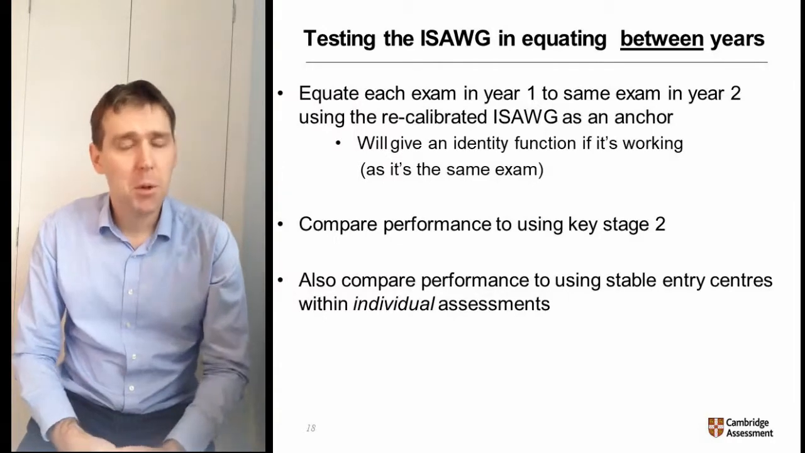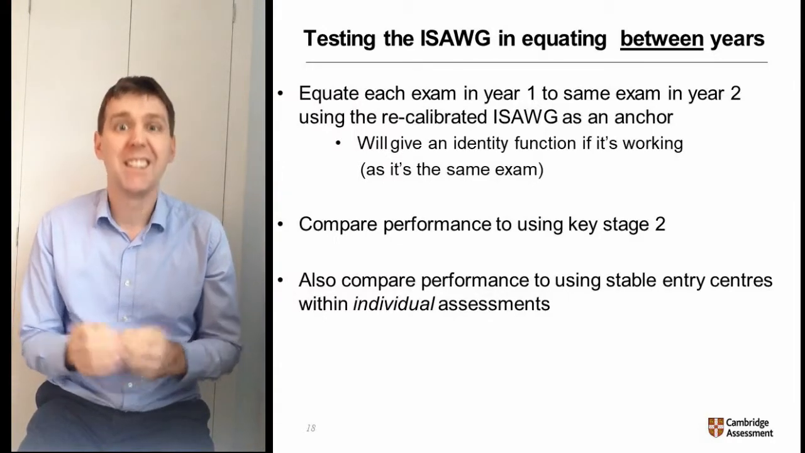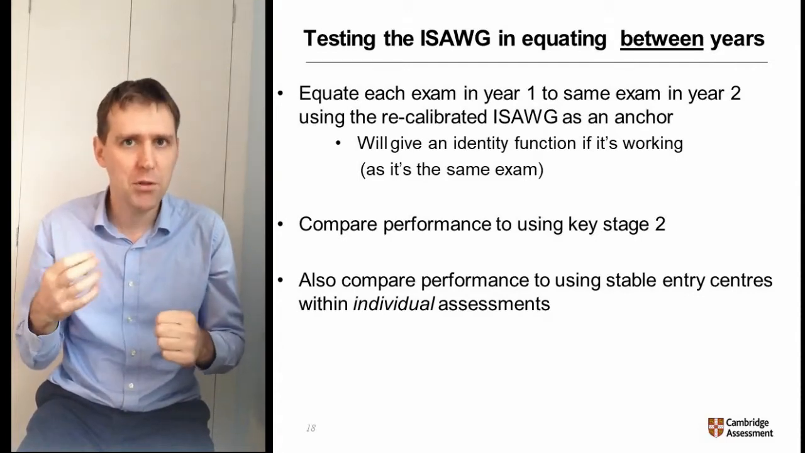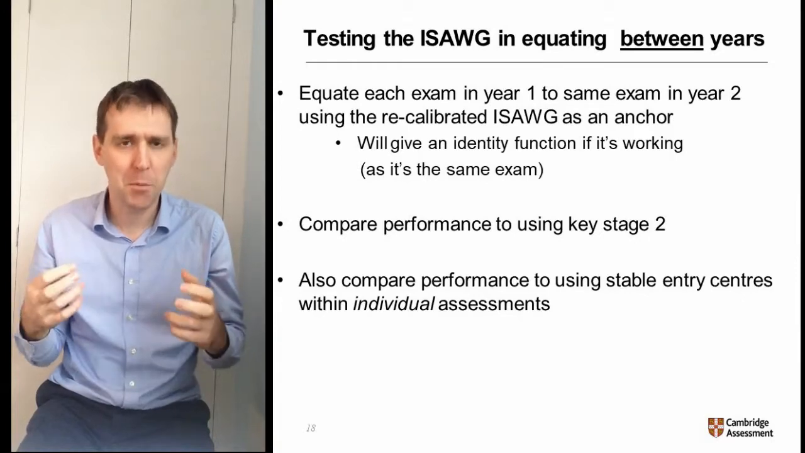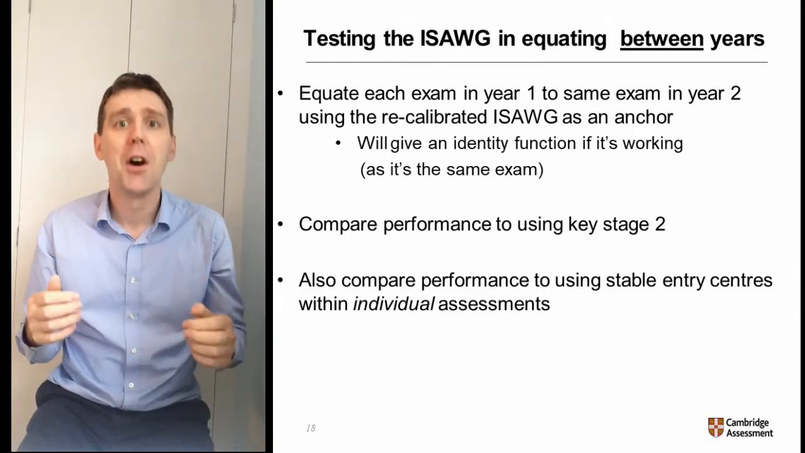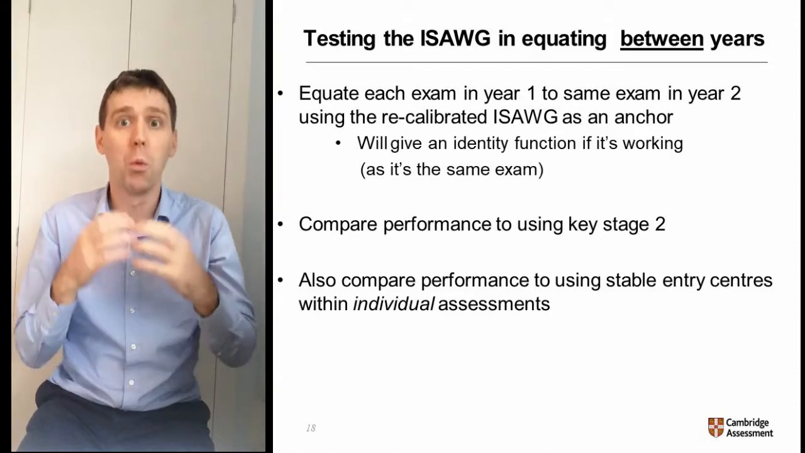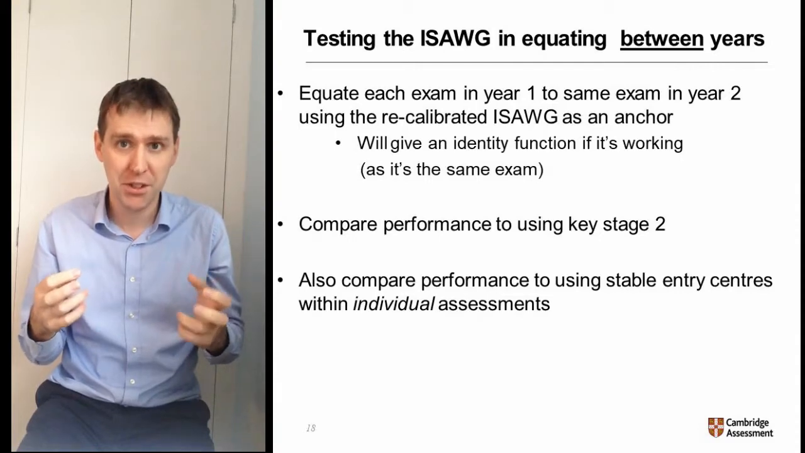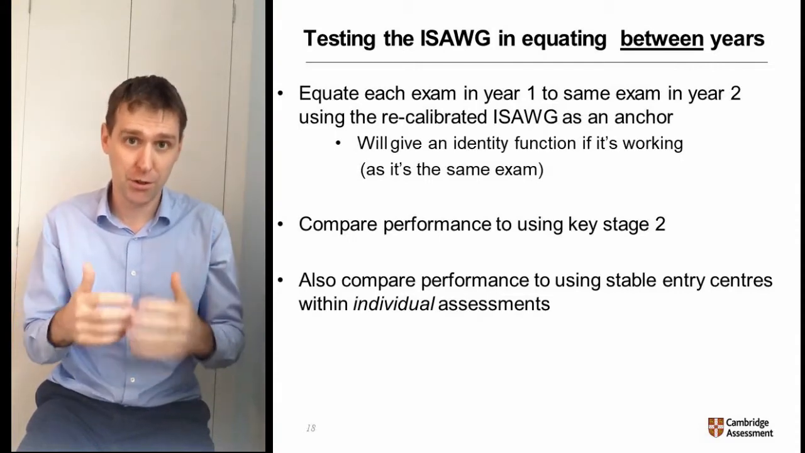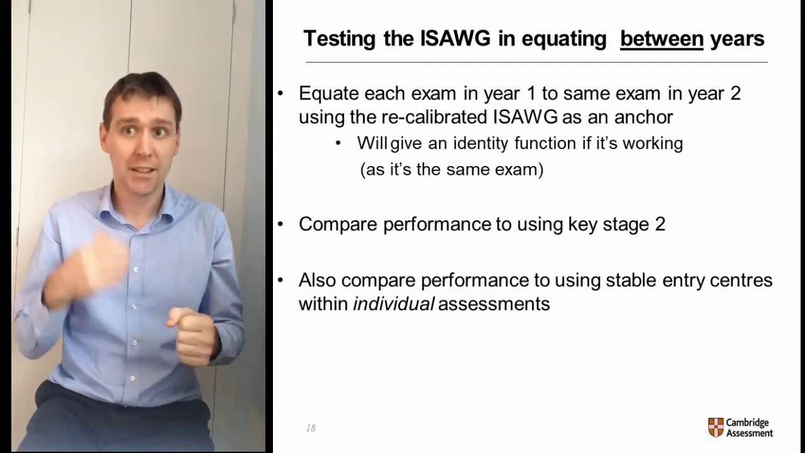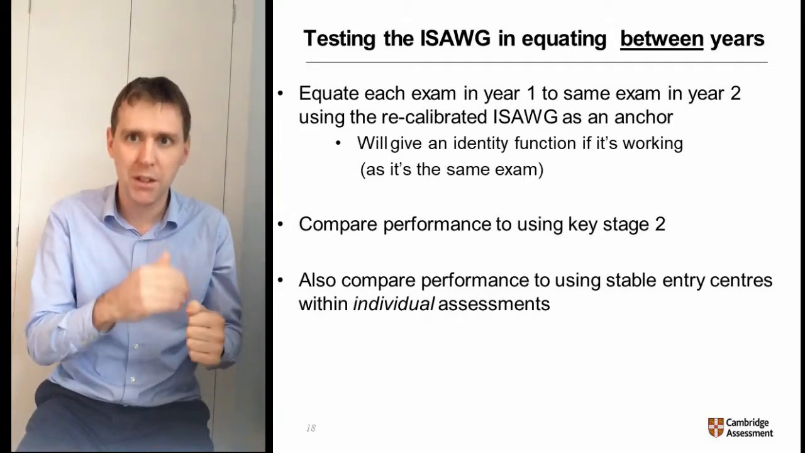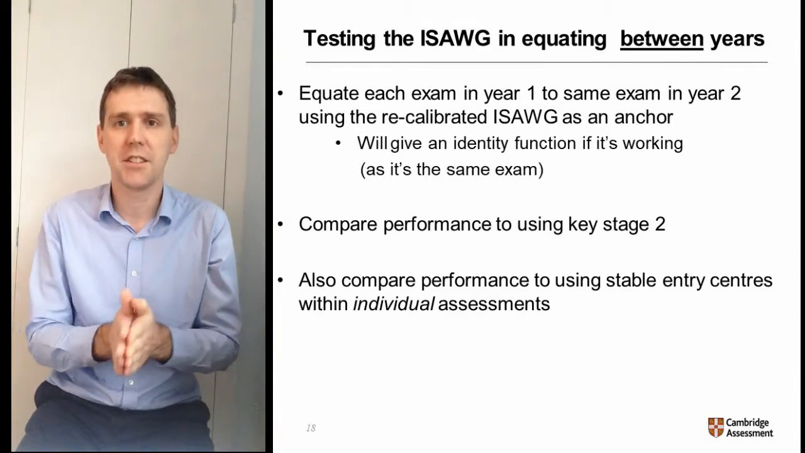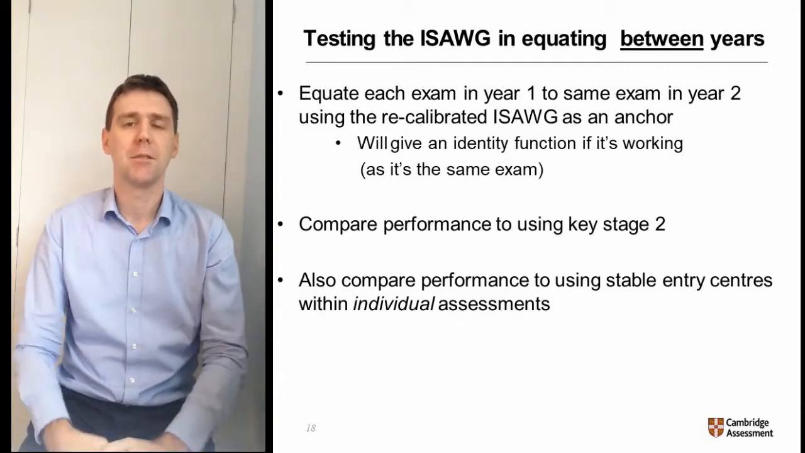So to complete our experiment, we're going to equate each exam in Year 1 to the same exam in Year 2 via the ISORG. So it's the same process as before, but this time we've got two different groups of students who have actually done the same exam. Will the data be able to correctly identify that the tests done by different groups are actually equally difficult across the score range? Because they're the same tests. So getting 20 marks in Year 1 ought to map to 20 marks in Year 2. If the method's working, they'll notice that all the tests are the same difficulty between years.